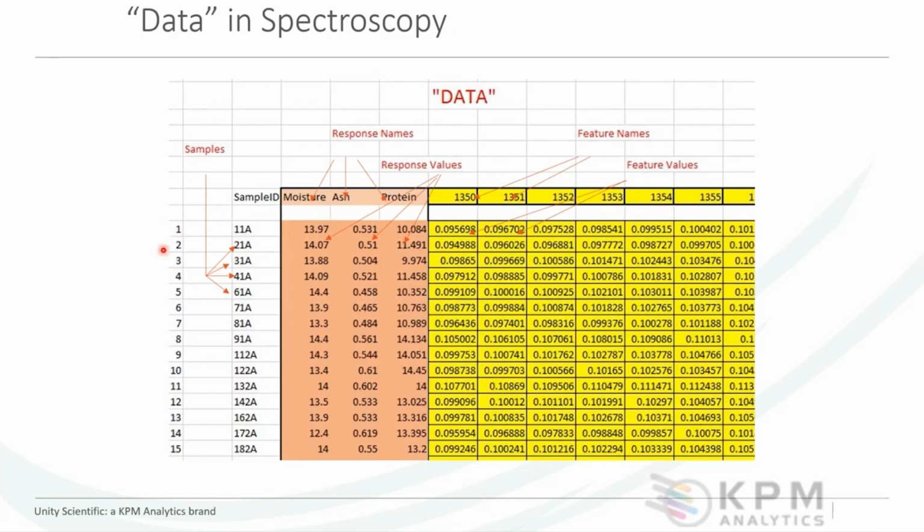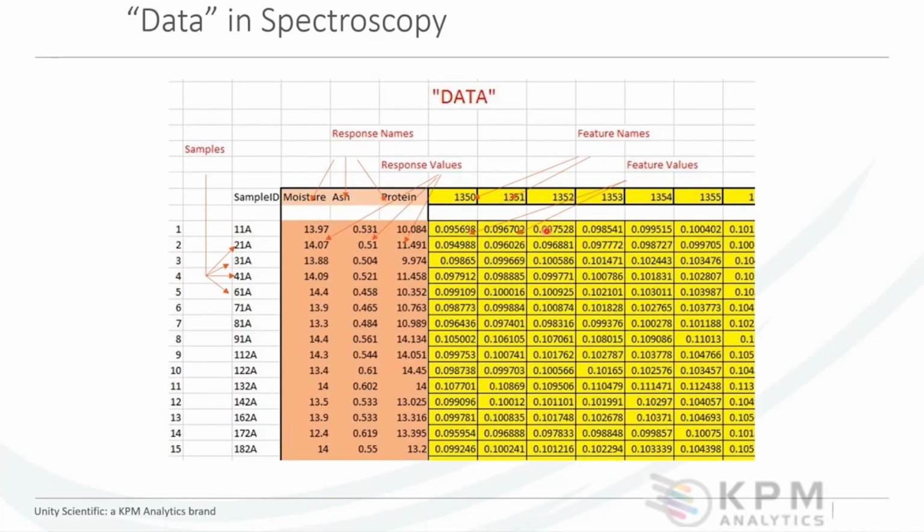So we talked about this and we said that various rows are the examples. These are the samples that we've been analyzing on our instrument. We've got columns for responses, and these are our constituents of interest. In this example, we've got moisture, ash, and protein, and these would be reference values from a laboratory. So we've sent these samples out to a reference lab, and we've obtained these reference values, responses.